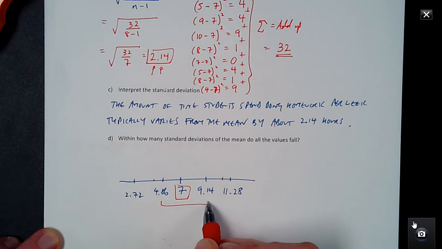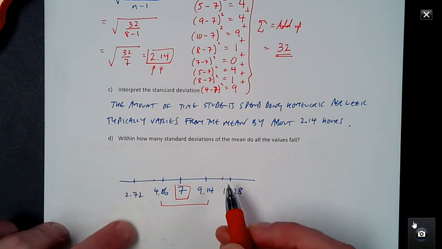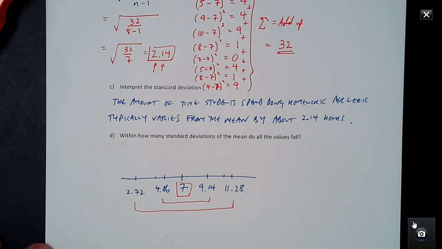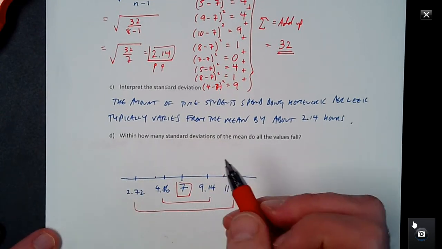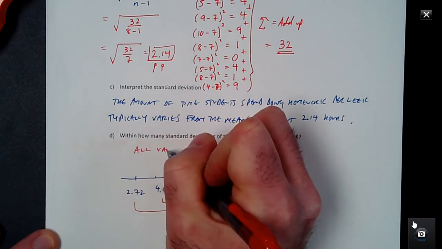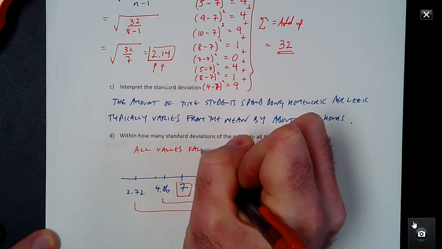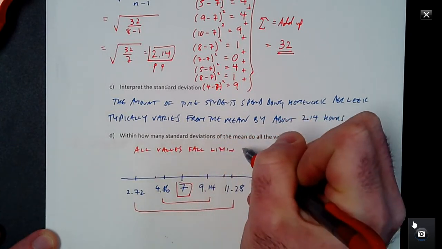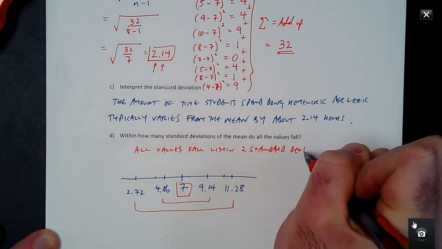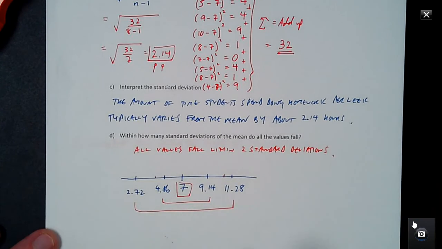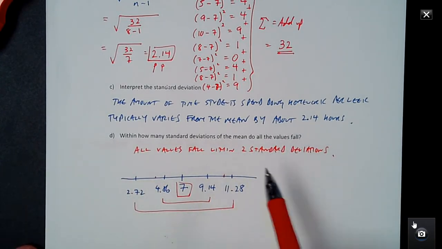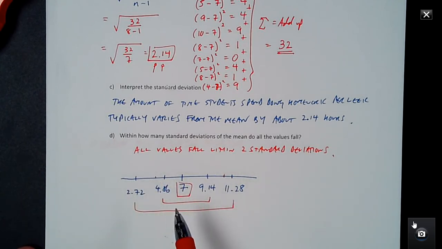So this would be one standard deviation. Doesn't quite include all of them. This would be 2 standard deviations. So that does include all of them. So the answer, therefore, would be 2 standard deviations. So all the values fall within 2 standard deviations. Okay, so remember, if the data was really, really spread out, maybe this number might be 3 or 4, but in this case, it's 2 standard deviations.